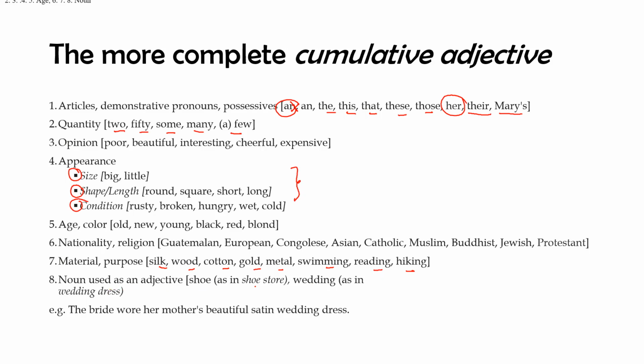Noun used as an adjective, like shoe in shoe store, wedding as in wedding dress. For example, in the sentence, the bride wore her mother's beautiful satin wedding dress. Her is the possessive. Mother's is a possessive noun. Beautiful is about opinion. Satin is the material. Wedding is the purpose. And then dress is the noun. So these adjectives must be in the right order as I explained before.